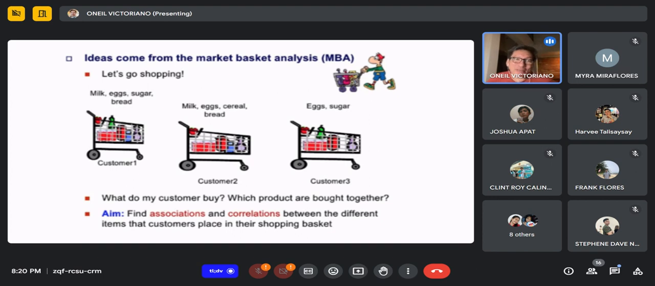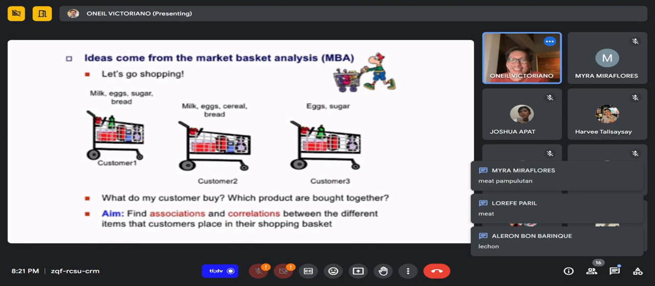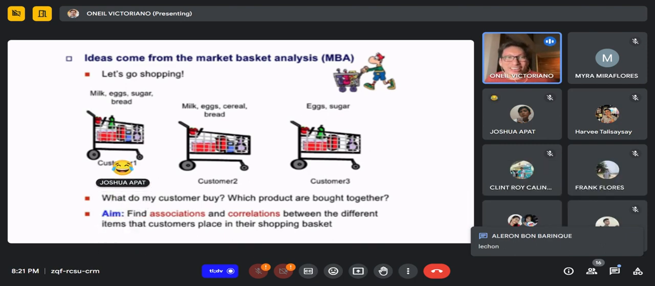Common to siya sa market basket analysis. Hello? Chippy? May brand talaga, cheap. Cheap siguro. What else? Ano pa? Hello? Harvey? Meat, pampulutan. Protein. Protein. Lechon. Okay. So, gigutom na yung noon ko.